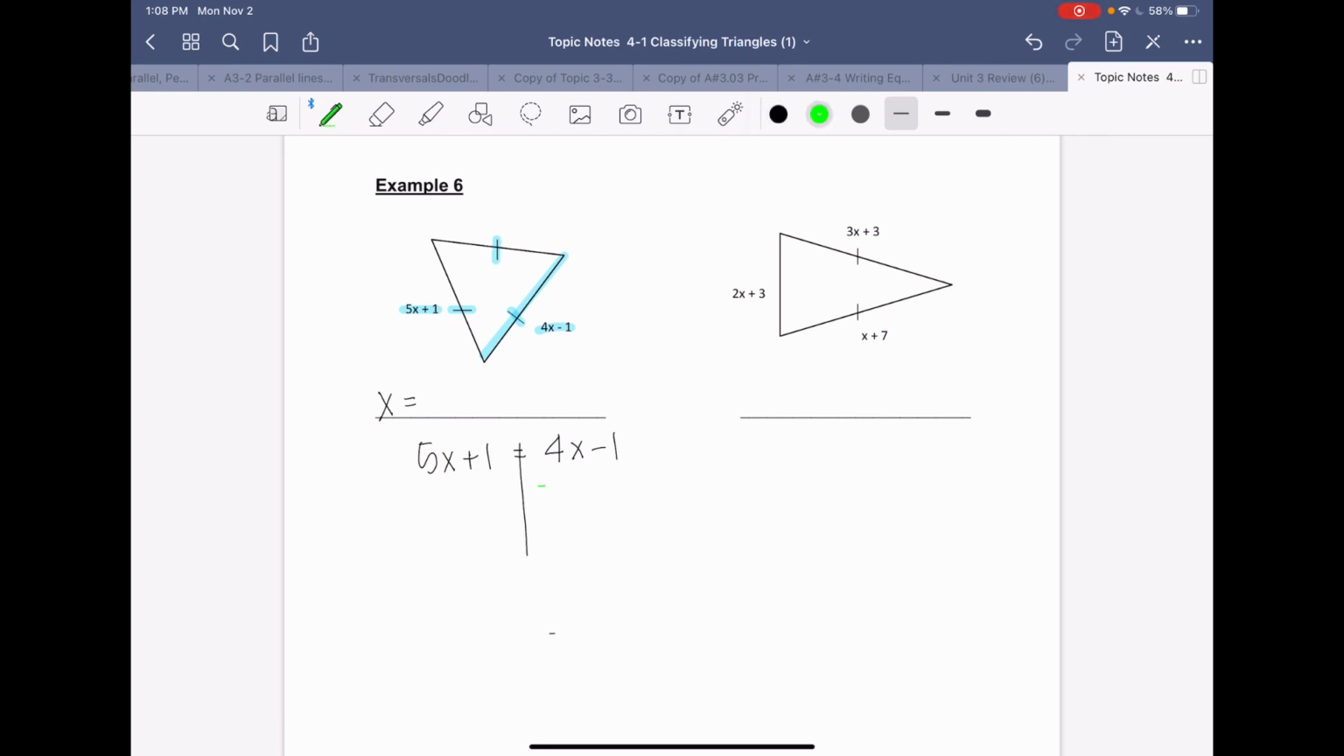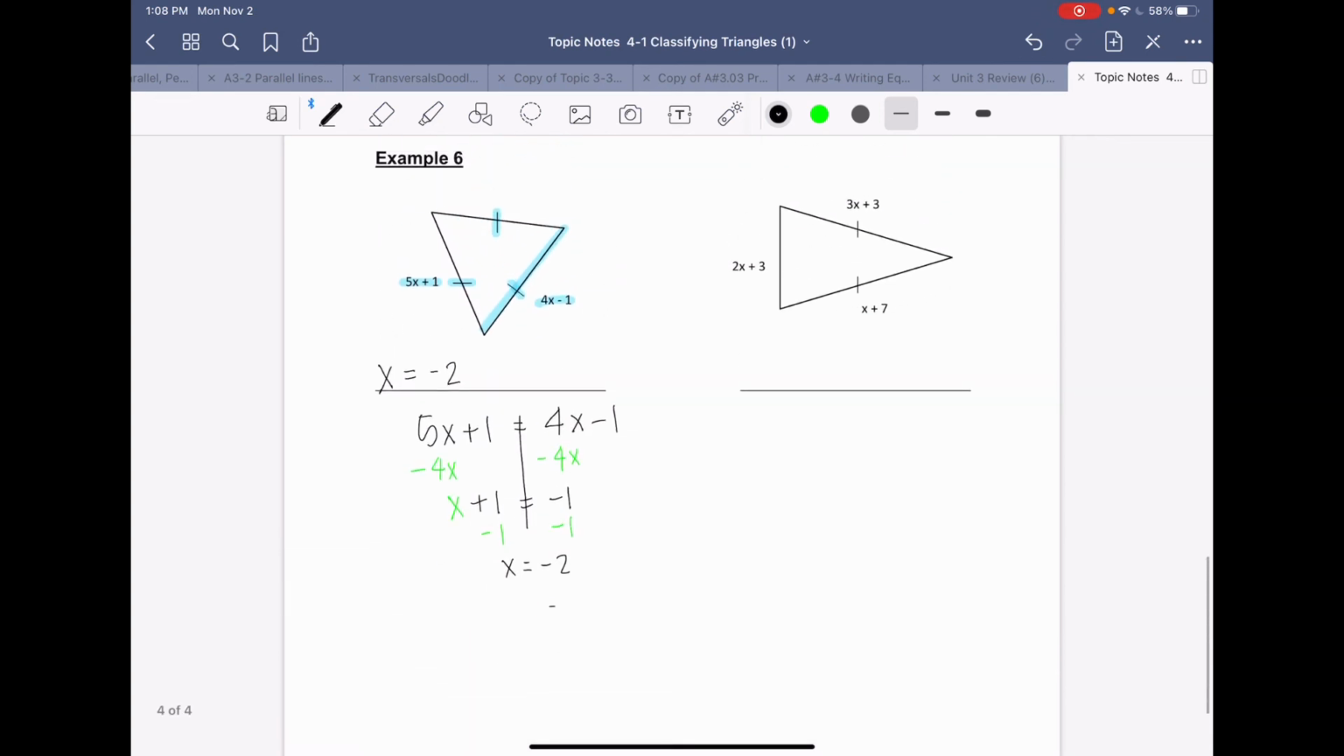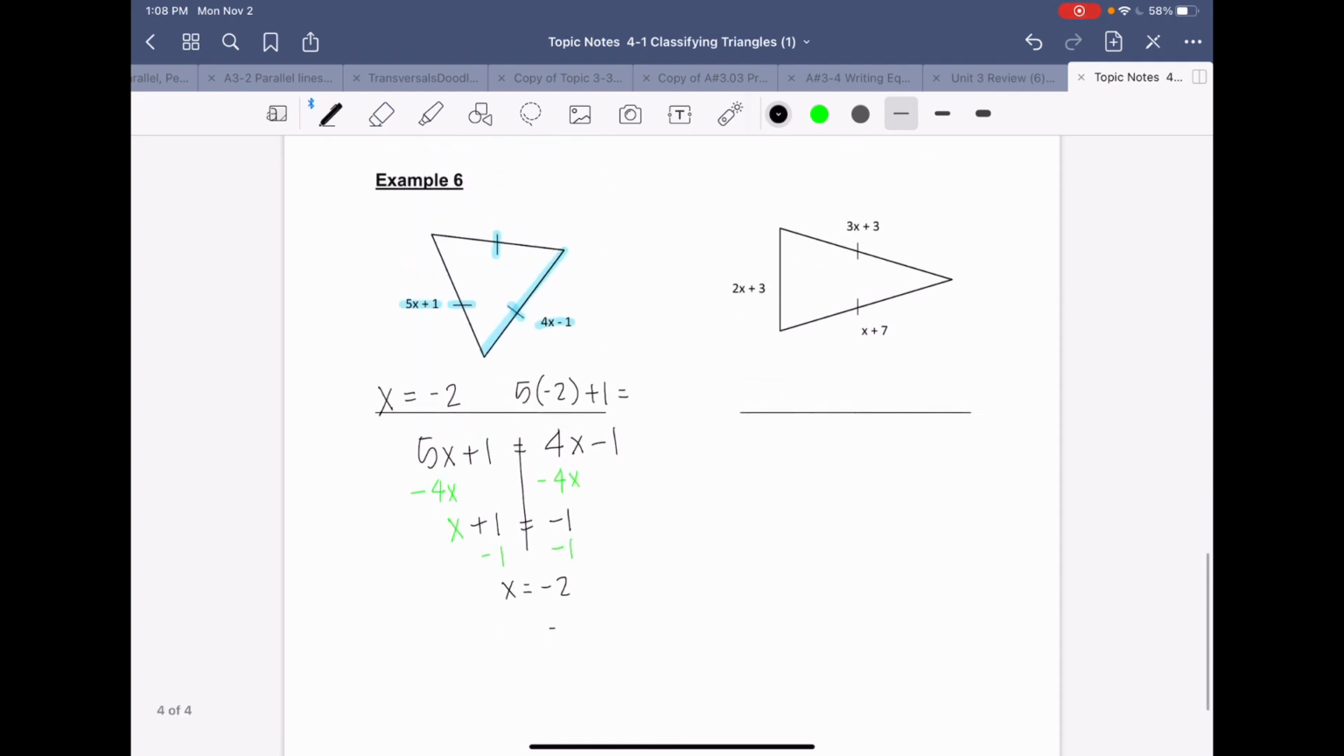So we're going to subtract 4x. I'm left with x plus 1 equals -1. And then I'm going to subtract 1. And I'm left with x equals -2. Now, this is a once in a blue moon kind of thing, x being negative, but we're going to roll with it, okay? So in order to figure out what the value of one of the sides is, we're going to plug x in. So we have 5 times -2 plus 1. And that should equal -9.